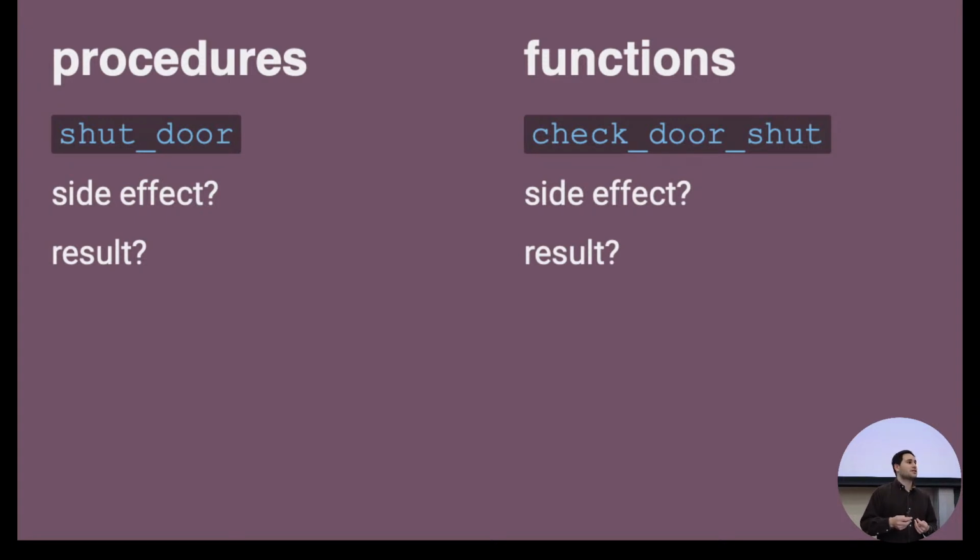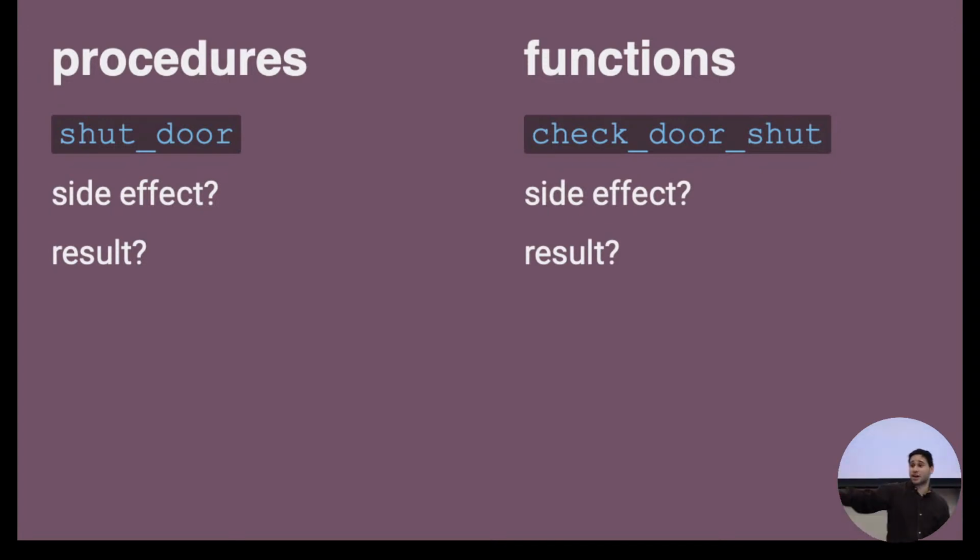Now, I might hear the noise, I might see the door shut, but I don't actually have a result, right? But if I ask someone here to check, is the door shut? Is the door shut? There's a result. He said yes back to me. That's a function that returns something.